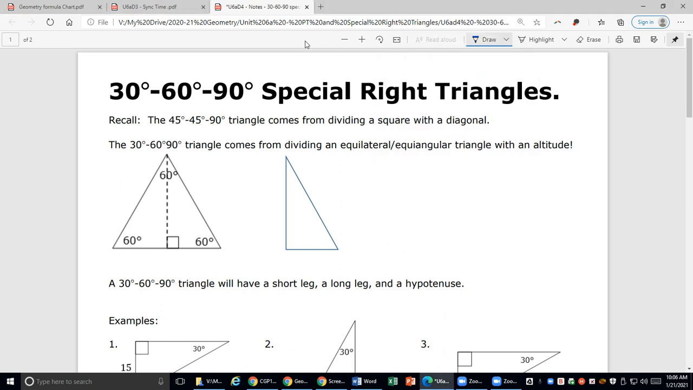Hi, welcome back. In this video, we're going to look at special right triangles. The second kind are 30, 60, 90.